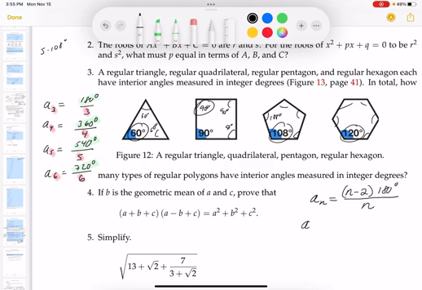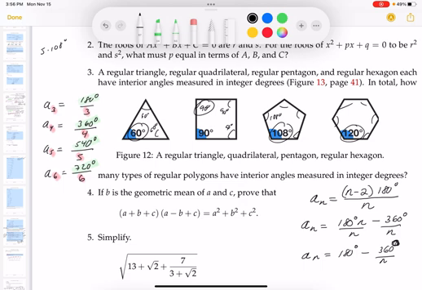And so AN is equal to, let's write this down, 180 degrees N minus 360 degrees, and we're dividing by N, right? And so AN would be 180 degrees minus 360 degrees divided by N.